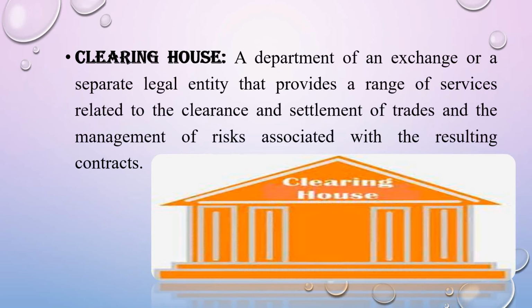Next one is clearing house. As the name itself indicates, a clearing house is about settlement. It is a department of an exchange or a separate legal entity that provides a range of services related to clearance and settlement of trades, and the management of risk associated with the resulting contracts. Clearing house is nothing but a house, a department, an entity that carries out the settlement procedure between clients for a contract. That is what is known as a clearing house.